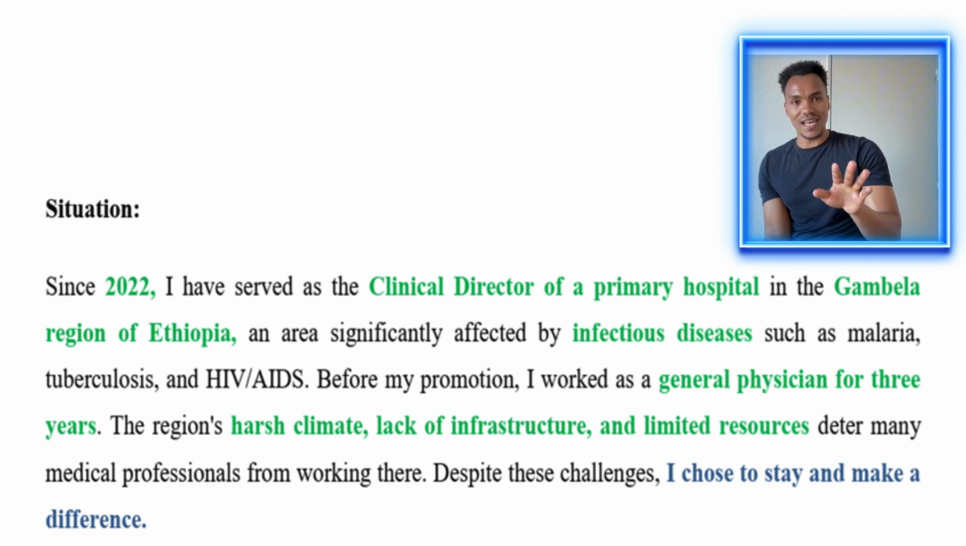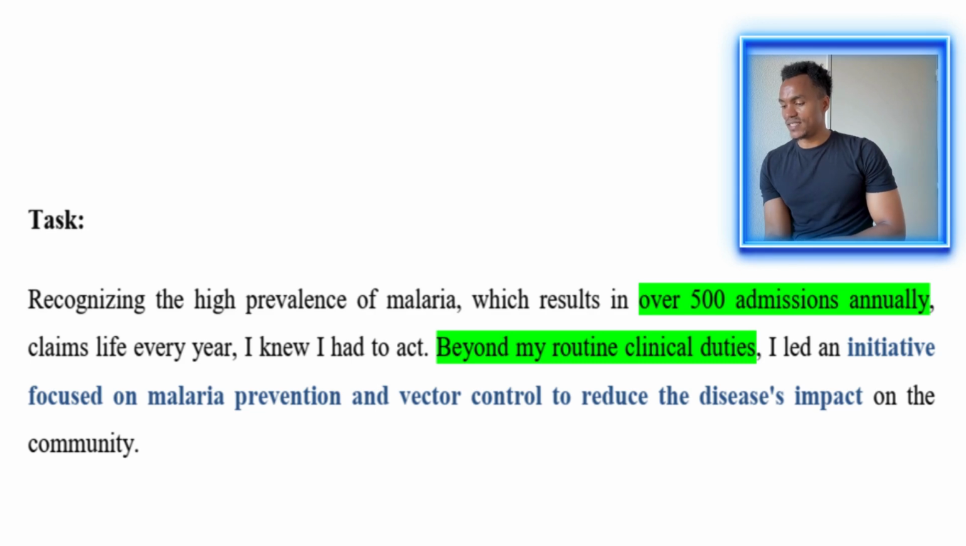So the next is task. In the task, he says, recognizing the high prevalence of malaria, which results in over 500 admissions annually. So it's giving exact figures, like over 500. Figures are important. Giving numbers adds credibility to your essay. And it claims lives. So here he says beyond my routine clinical duties.